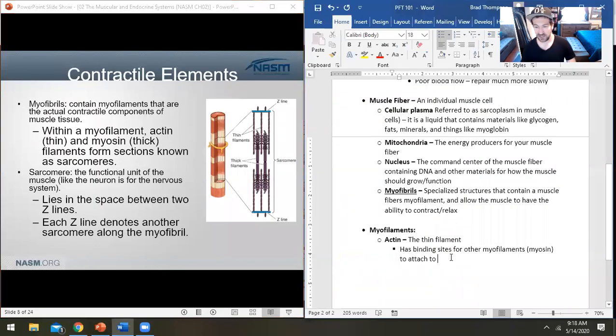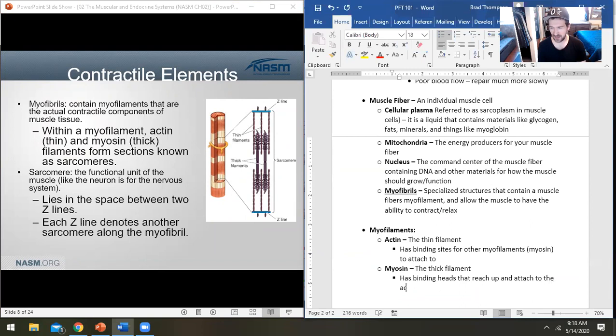So that's your actin. Let's get myosin up there. Myosin, right? And myosin is the thick filament, and it has binding heads that reach up and attach to the actin, pulling the actin toward, I guess I should say, away from its Z line. Okay, and then we'll put a special little note here.